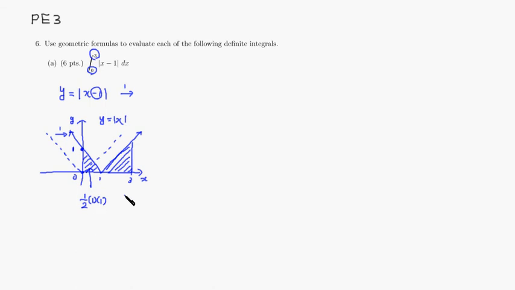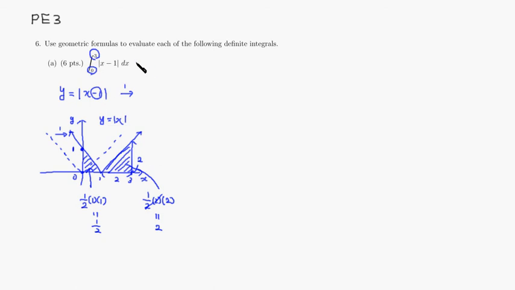And this one right here is another triangular region. The base is going to be 2 because it goes from 1 to 3. If you plug 3 into the function, 3 minus 1 absolute value, that's 2. So the height here is 2. So the area is again 1 half base times height, which is 2. So this comes out to be 1 half, and this comes out to be 2.